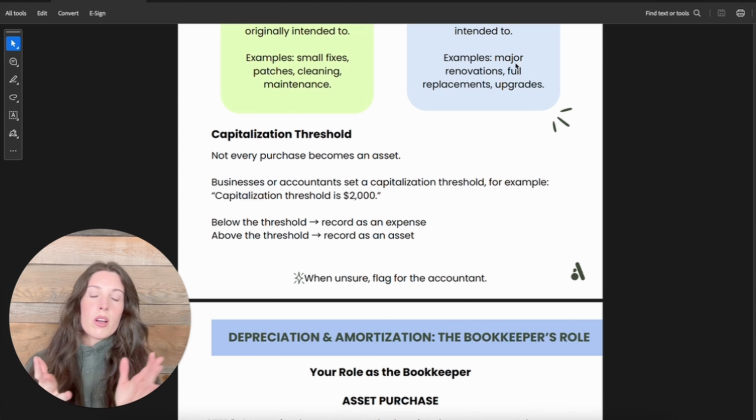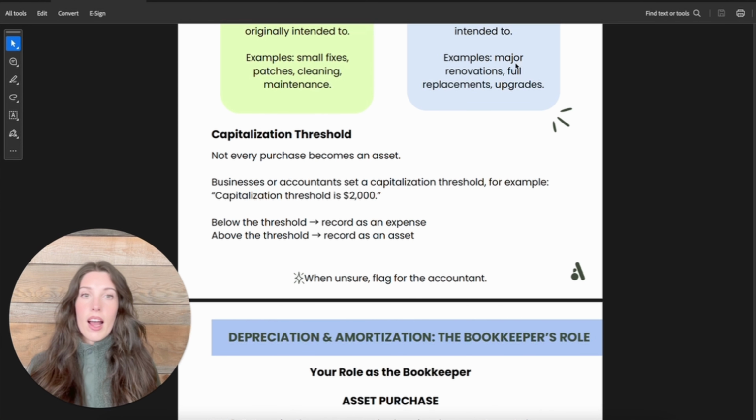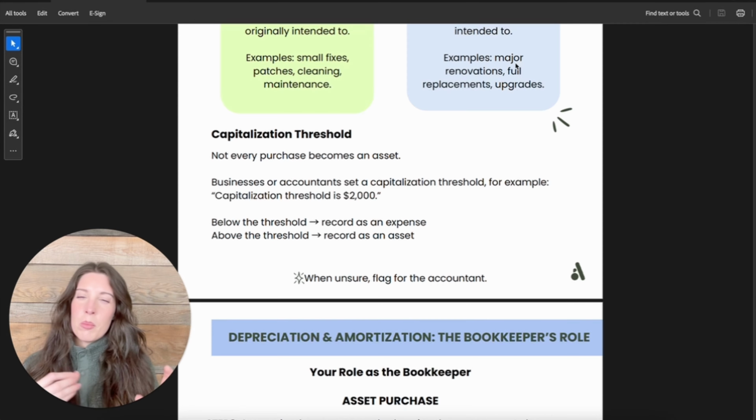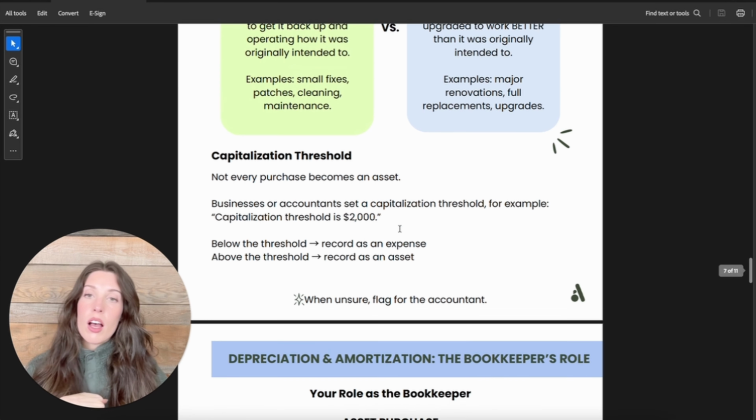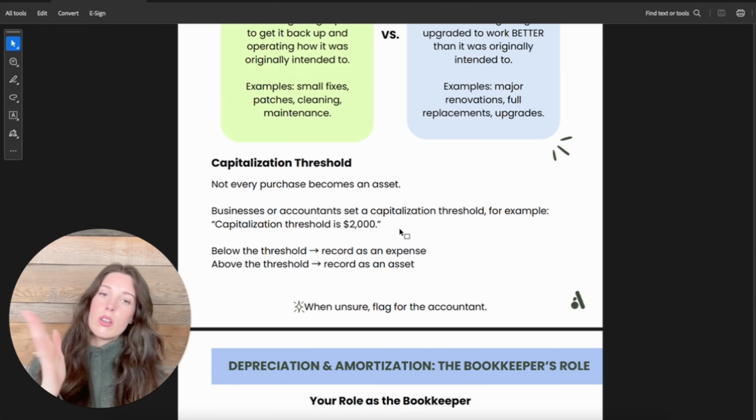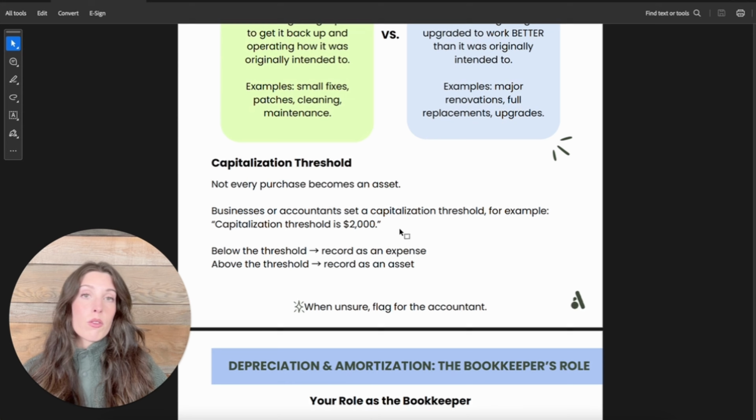For example, maybe one of your clients is a construction company and they're often buying tools or things for their shop. And let's say they buy a saw for $100. Yes, maybe you could argue that it's an asset, but because of the low value, we're just going to expense it. If you're ever unsure whether something should be capitalized or not, whether it's a repair, whether it's the threshold, you can always just flag it for the accountant.